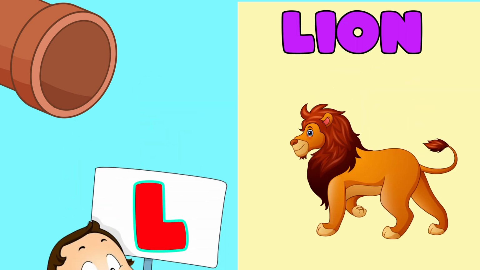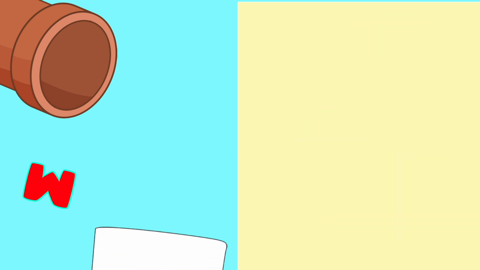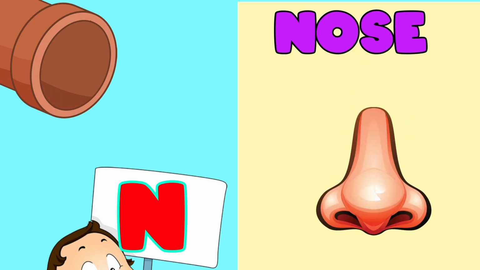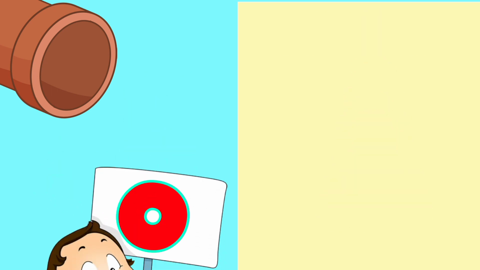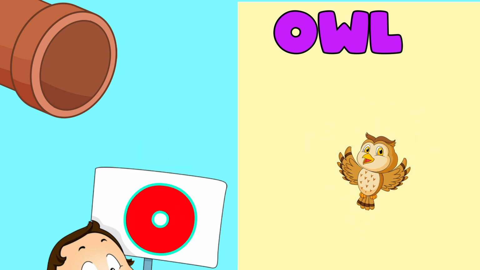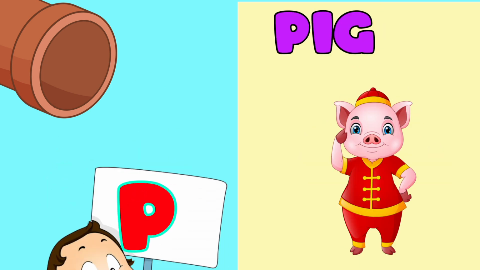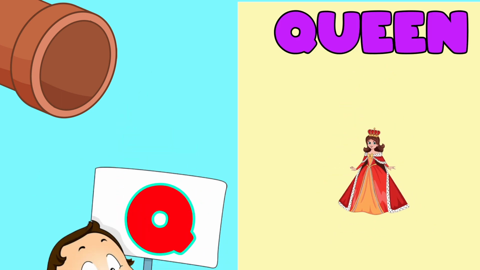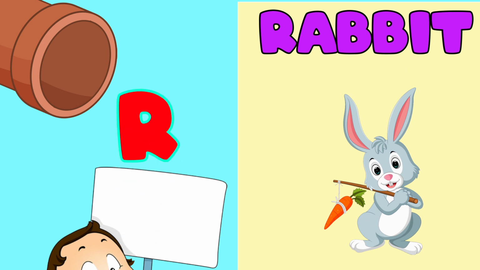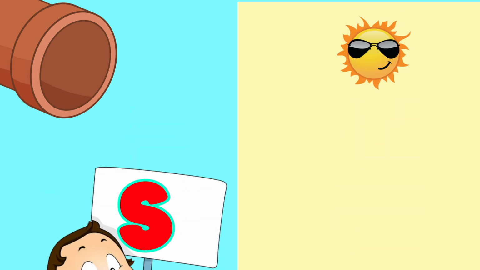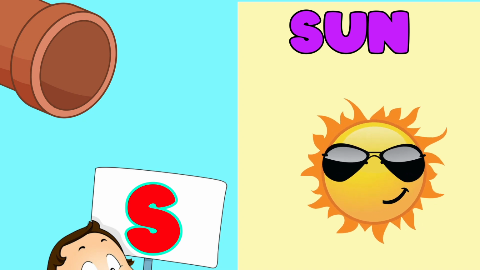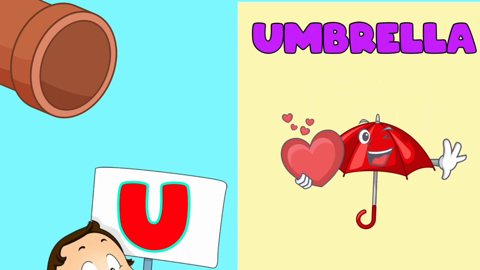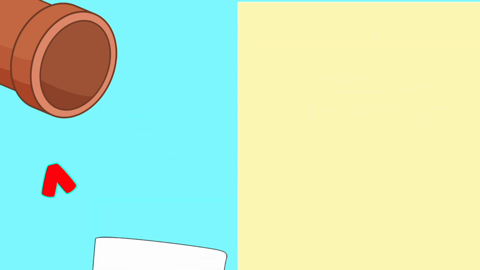Kite. L, lion. Lion. M, mouse. Mouse. N, nose. Nose. O, owl. Owl. P, pig. Pig. Q, queen. Queen. R, rabbit. Rabbit. S, sun. Sun. T, tree. Tree. U, umbrella. Umbrella. V, violin.